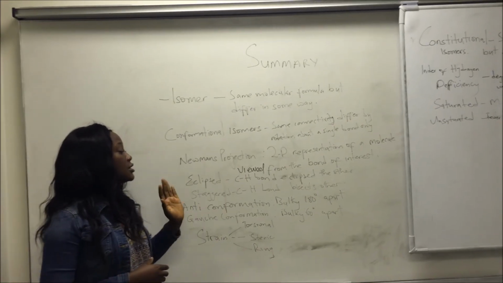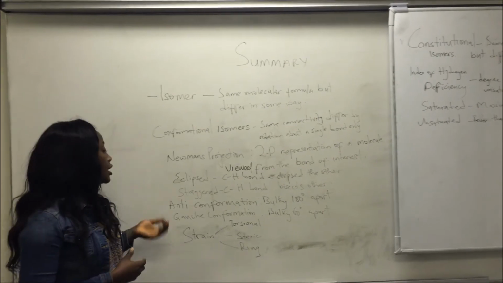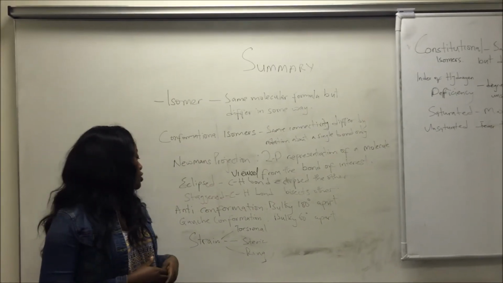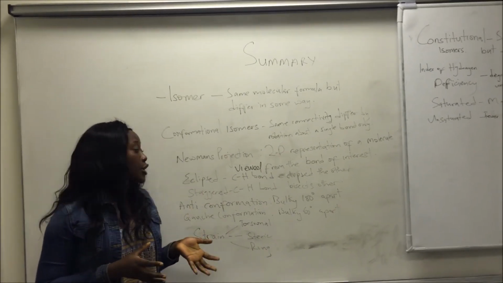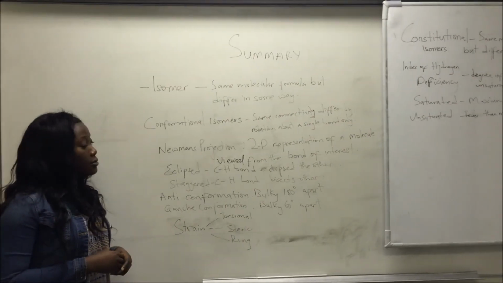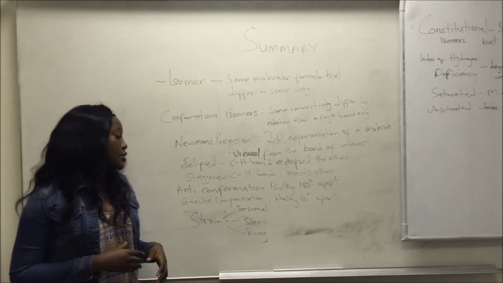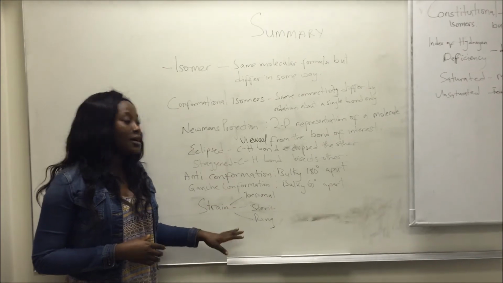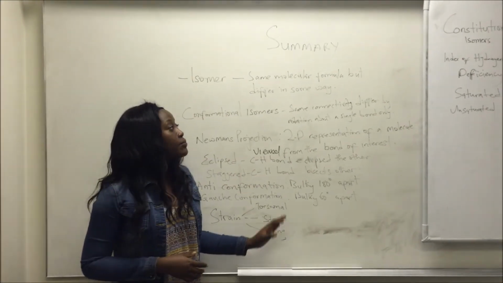Eclipsed conformation, this is where the C-H bond eclipses the other. While staggered conformation, this is where the C-H bond bisects the other. We also talked about anti conformation, which is where bulky groups of a molecule are 180 degrees apart. And gauche conformation, where bulky groups of a molecule are 60 degrees apart. We also talked about different types of strain: torsional strain, steric strain, and ring strain.